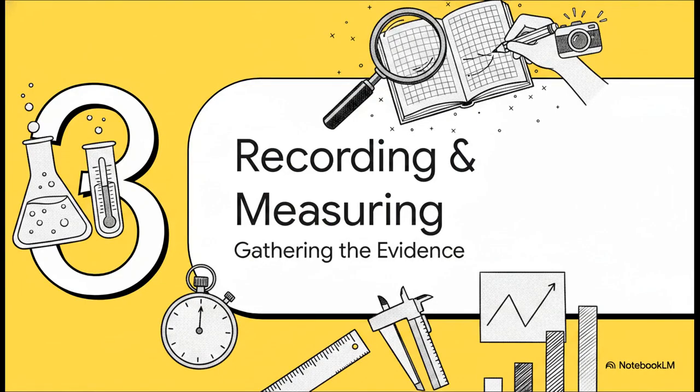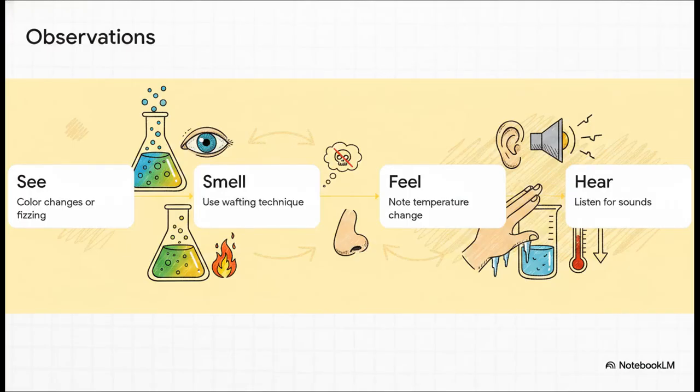Okay, let's look at part three, recording and measuring data, gathering the evidence. When we start gathering evidence, we kick things off with qualitative observations. You want to safely engage 4 of your human senses to record exactly what's happening in real time. What do you see? Are there color changes or fizzing? What do you smell? And please, remember to use the wafting techniques. You don't inhale dangerous chemicals directly.